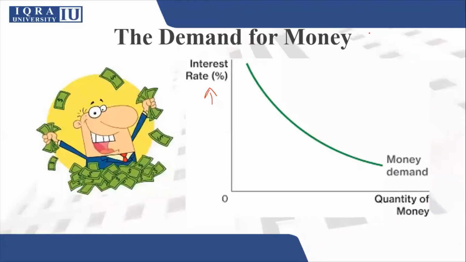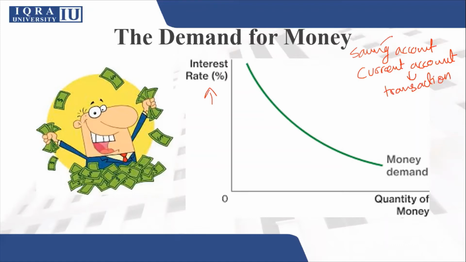Now, in order to understand this, let's assume that the economy has only two types of investments. Either they can put their money in a saving account, or they can use a current account. Now, the current account will provide more convenient transactions, but you will get no interest on it. Whereas in the saving account, the transactions will not be that easy because you cannot withdraw money whenever you want. But over here, you will get interest payments. Now, this is an economic trade-off.